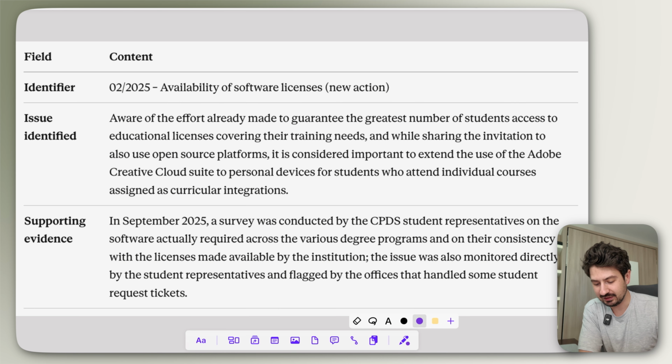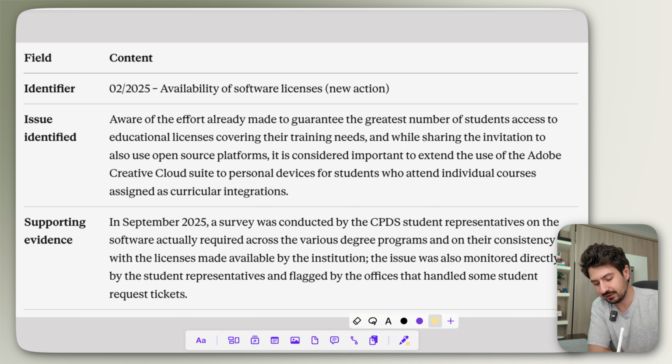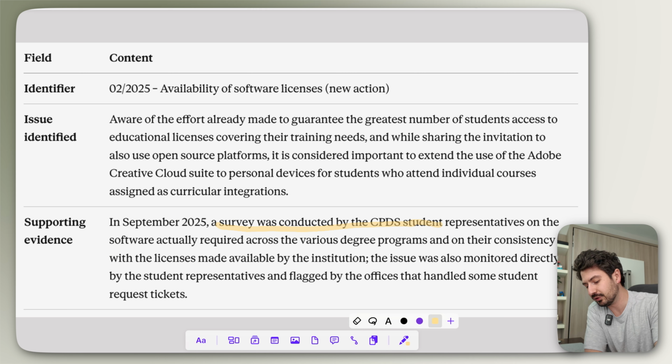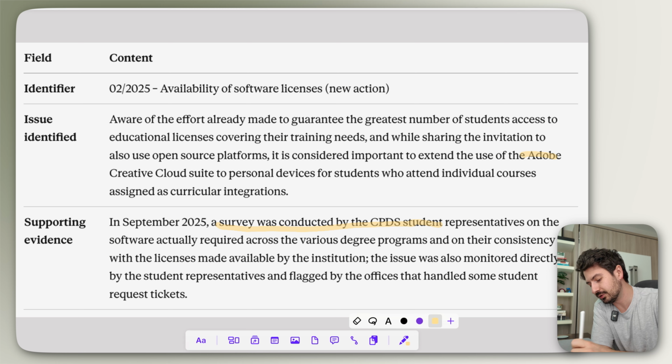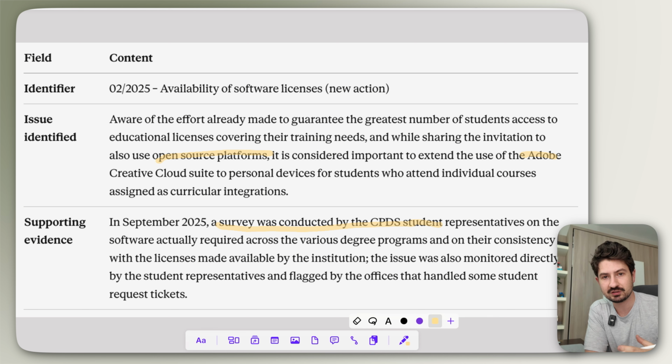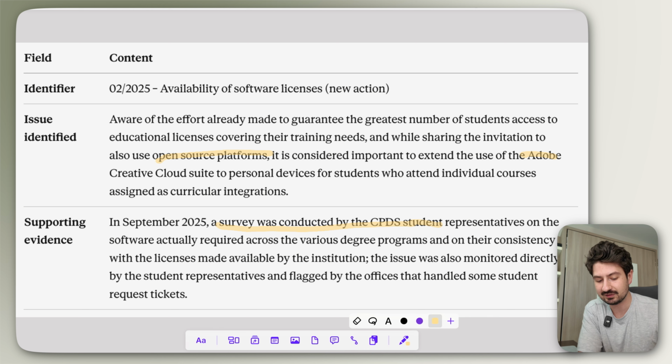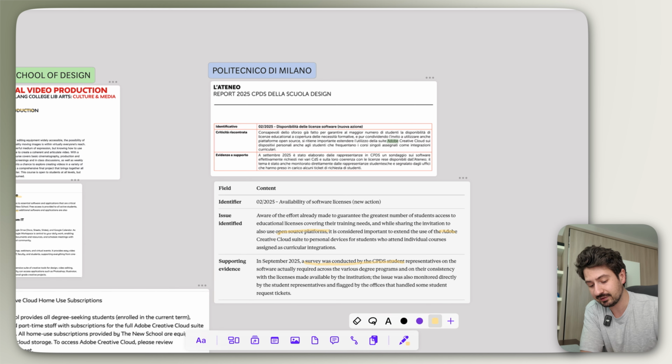I think what's really interesting here is that they basically conducted a survey on their students. And what this is basically saying is that Adobe is a non-negotiable, and open source platforms are an extension or a supplement to Adobe products, but that they need to do a better job of providing Adobe licenses to their students. So I thought this one was probably the most interesting here.